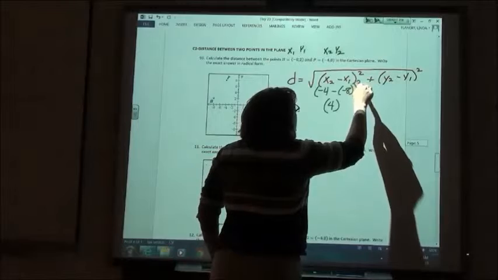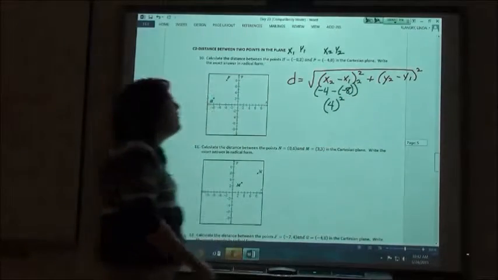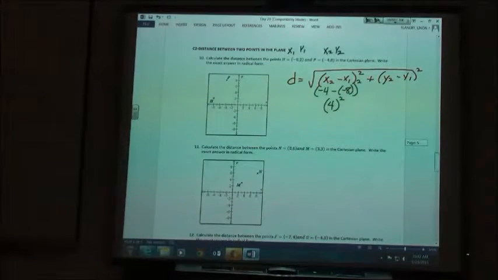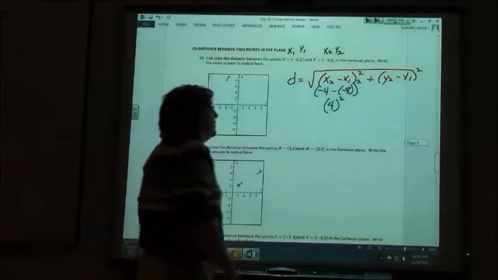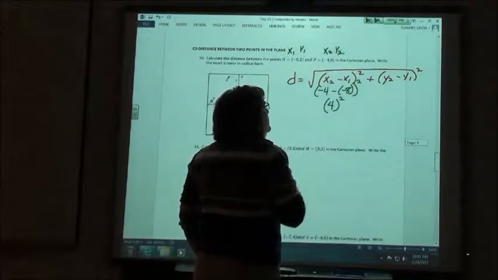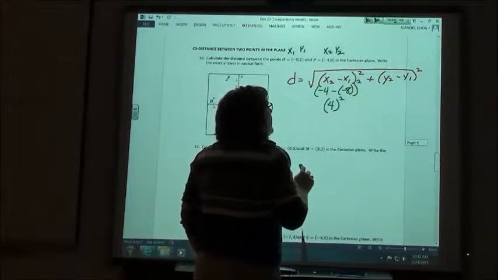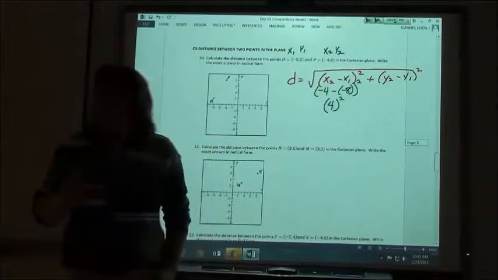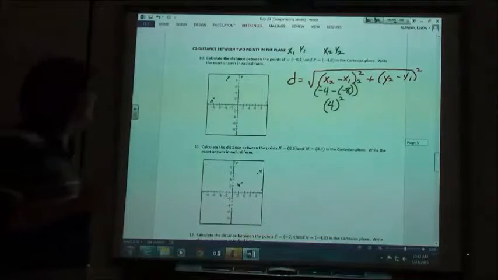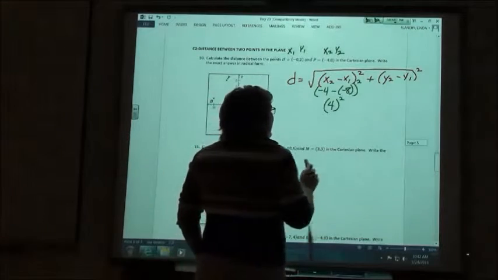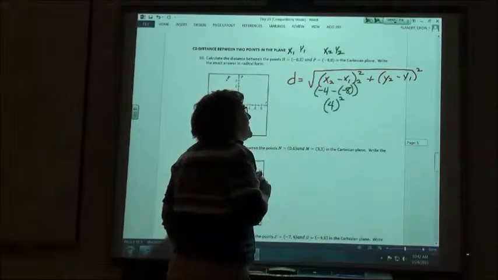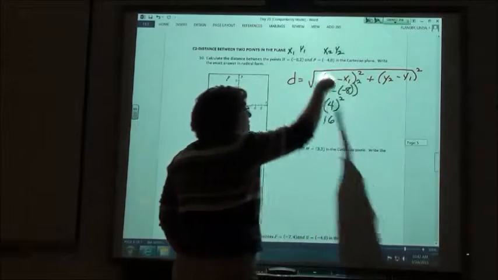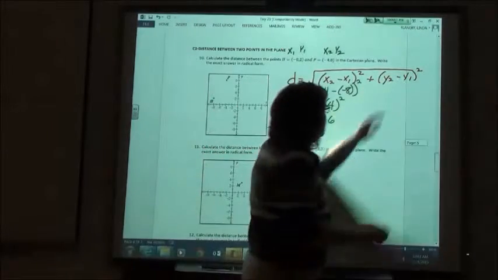Then notice on the outside was a square. So now I'm going to square 4. 4 squared is 16. Okay, so I've done that first part. Now I'm going to do the second part.